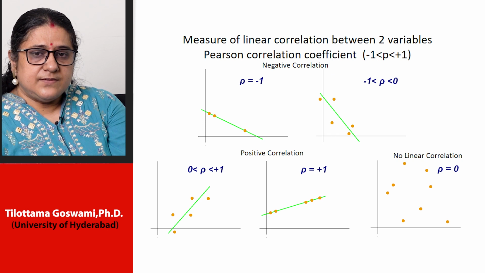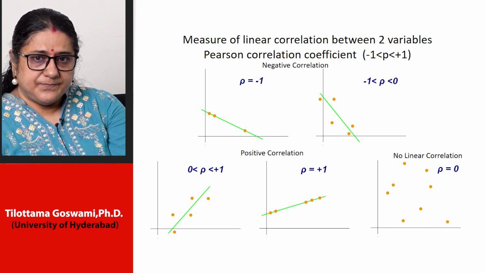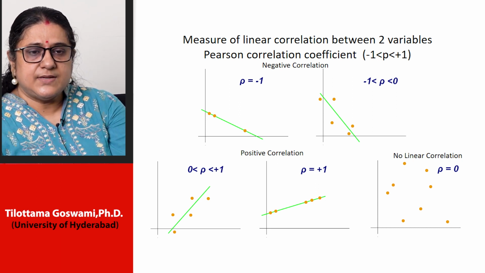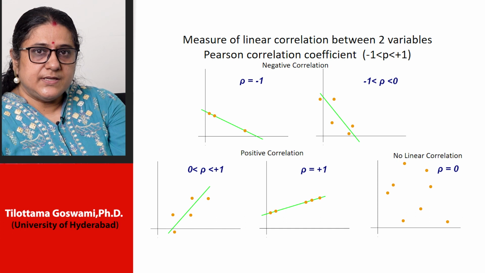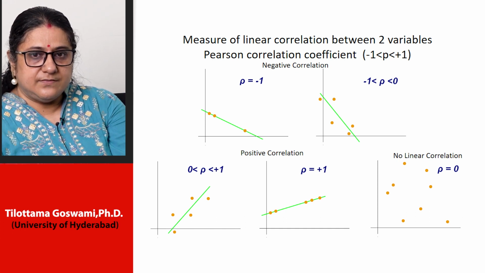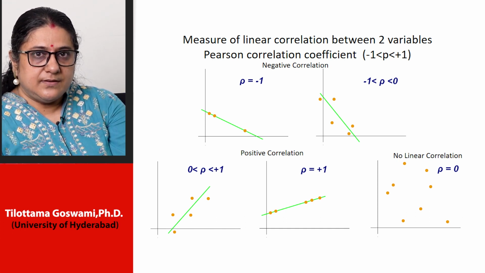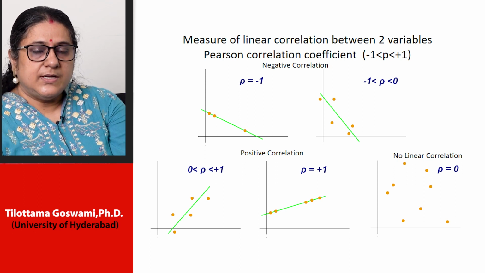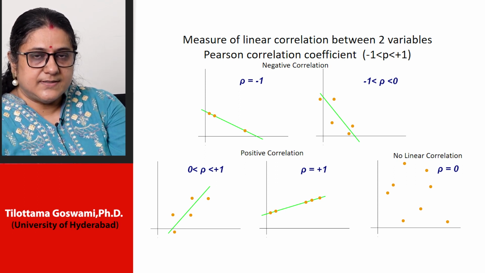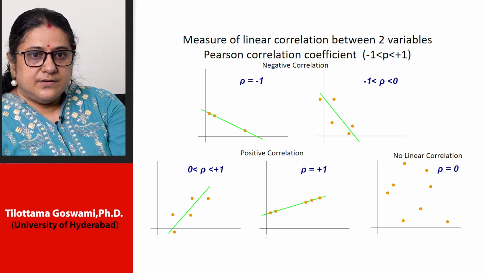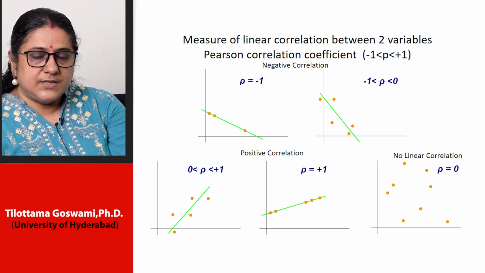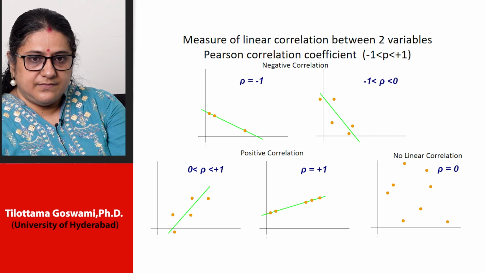It means when one variable's value increases, the other also increases. When one value decreases, the other also decreases. So this is a positive correlation. That is, it changes in the same direction. Negative correlation: the variables change in the opposite direction. With the increase in one, there is a decrease in the other, or a decrease in one implies an increase in the other. Neutral correlation: there is no relationship between the change of the variables.